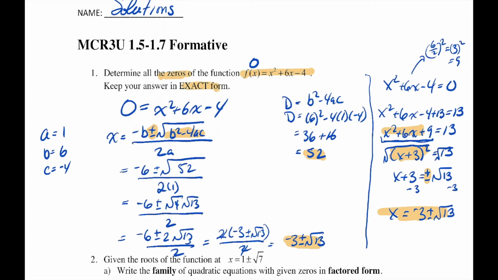Completing the square in this case worked out nice because 6 I know was divisible by 2. The a was just a 1, so I didn't have to factor anything else to complete the square. And it worked out rather nicely.